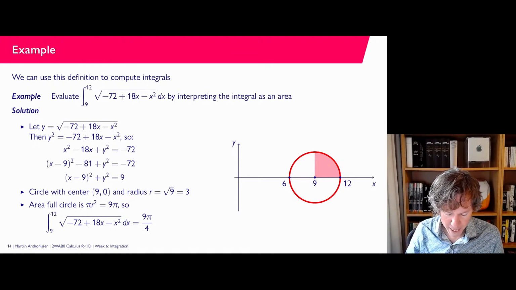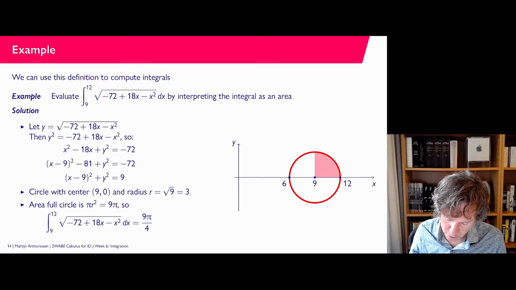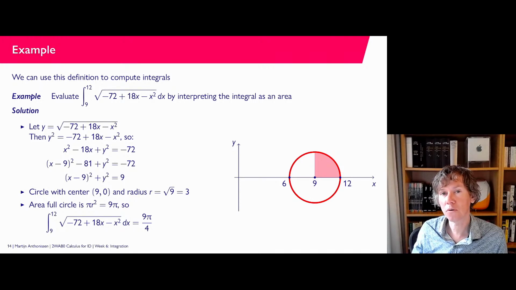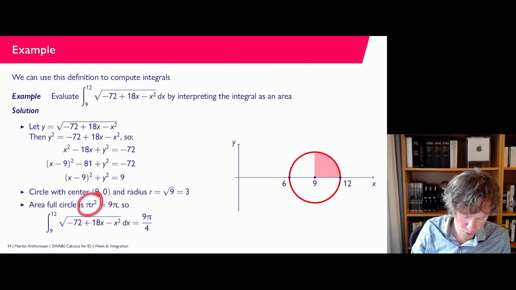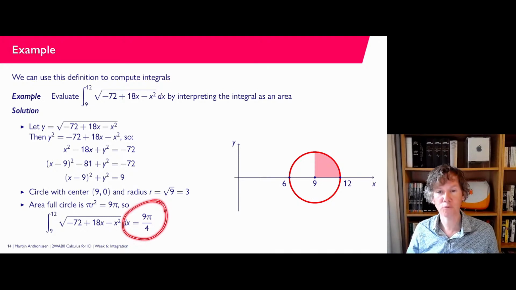Now, if you look at what is being asked here, we integrate from 9 till 12. So we integrate over this bit on the horizontal axis, and then we're integrating along what it says here, the square root. So we're integrating the top bit of the circle, and then only from x equals 9 up to x equals 12. So what we have is that the integral is 1/4 of the area of the full circle. Now, the full circle, you know that the area is pi times the radius squared, so there's 9 pi. We only have 1/4 of that, so apparently the integral is 9 times pi over 4.